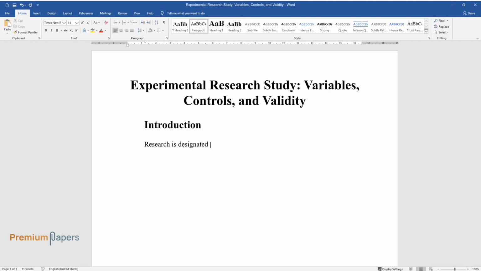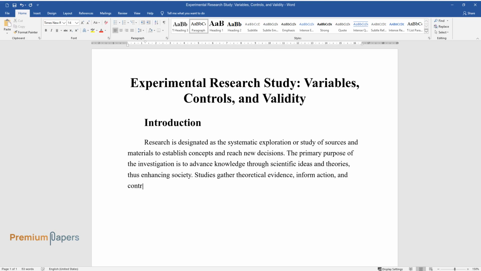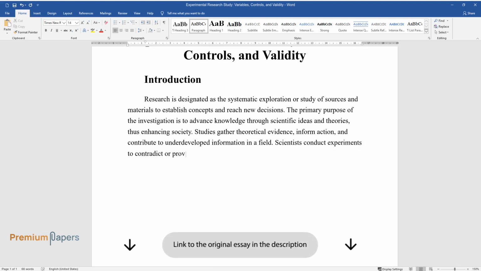Research is designated as the systematic exploration or study of sources and materials to establish concepts and reach new decisions. The primary purpose of the investigation is to advance knowledge through scientific ideas and theories, thus enhancing society. Studies gather theoretical evidence, inform action, and contribute to underdeveloped information in a field. Scientists conduct experiments to contradict or prove a hypothesis or concept.